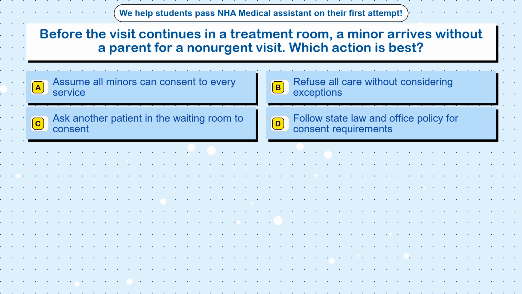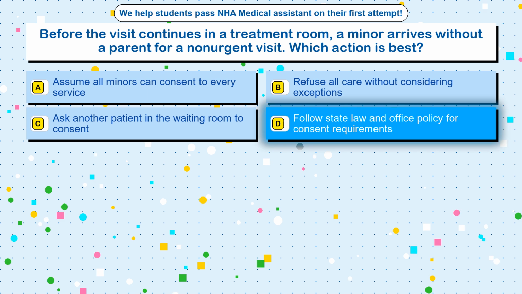Question 10. Before the visit continues in a treatment room, a minor arrives without a parent for a non-urgent visit. Which action is best? Option A. Assume all minors can consent to every service. Option B. Refuse all care without considering exceptions. Option C. Ask another patient in the waiting room to consent. Option D. Follow state law and office policy for consent requirements. The correct answer is option D.